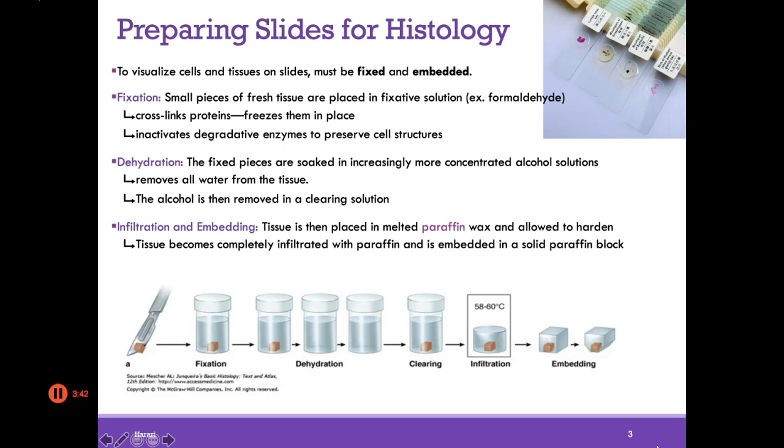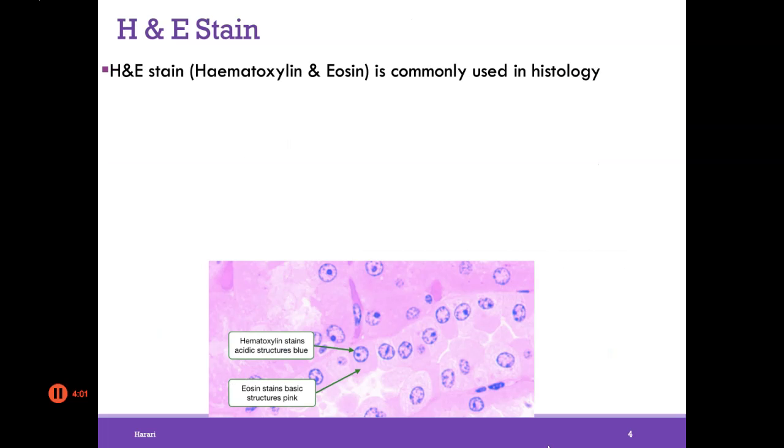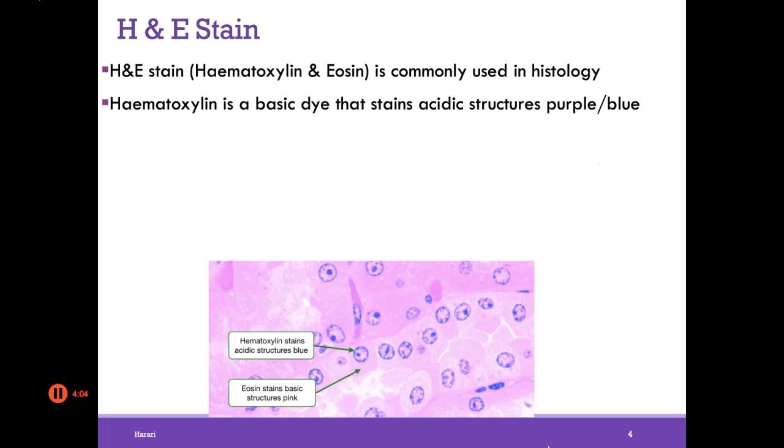in a paraffin block. You can then do sectioning and mounting, which is you take the paraffin block and you slice it in very, very thin slices, about 1 to 2 cells thick. And you then mount them onto glass slides before you stain them. Right? And staining is very important for contrast. So H&E stain is commonly used in histology.